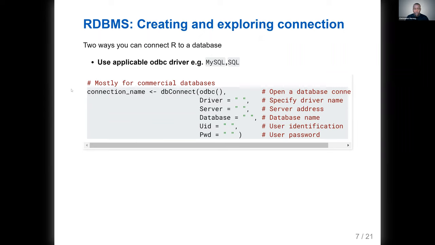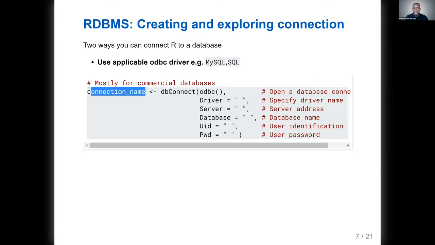Going through the code that you are seeing here, dbConnect is a function from the DBI package, which is the underlying player in making R interact with databases. You specify a few fundamental parameters here. You specify the driver based on the system you're using, which you're going to see in practice. You specify the server, which is the address or the host where the database is. It can be an IP address or a server address like a URL. Then database is the name of the database that you want to connect to. And then you provide the credentials, the user identification and the password.